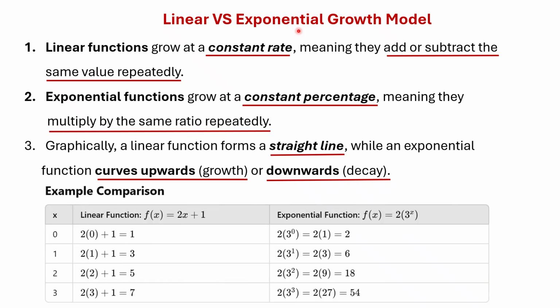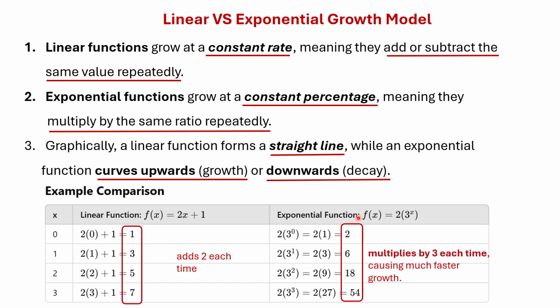An example: suppose we are given a linear function f of x equals 2x plus 1, and when x goes from 0 up to 3, the outputs are 1, 3, 5, and 7. You can see here that from 1, it adds 2 in each term. While for an exponential function, f of x equals 2 times 3 to the power x, when x is 0, 1, 2, and 3, the outputs are 2, 6, 18, and 54. So you can observe that in each term, it multiplies by 3, causing much faster growth than a linear function.